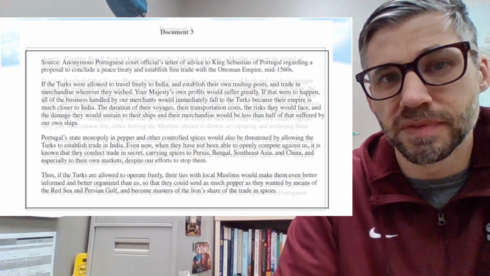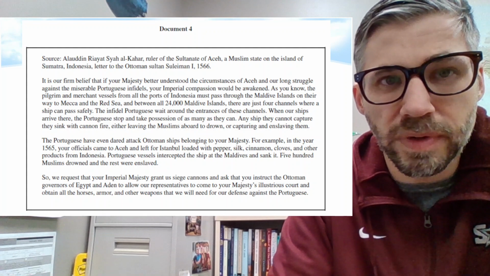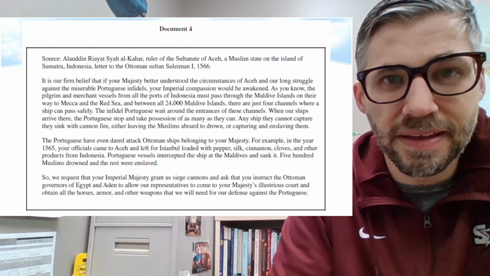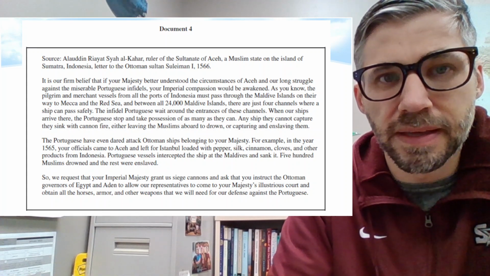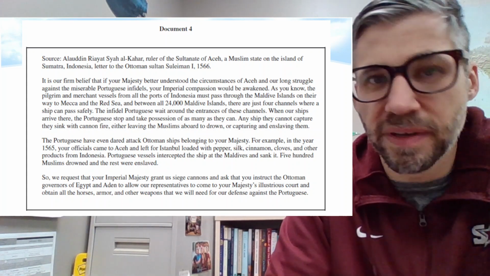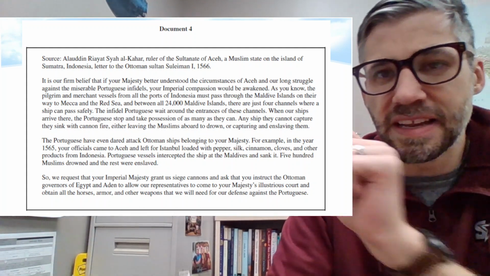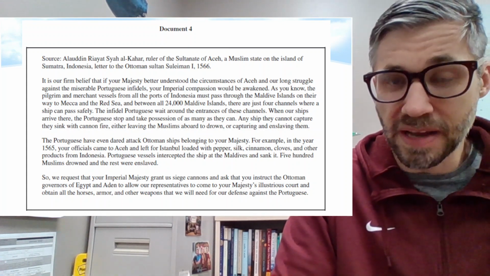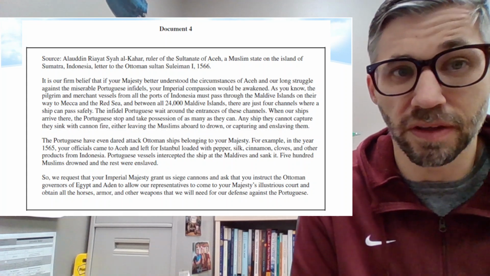Okay, document 4. The source here: Aladdin Riyad Sia al-Kahar, ruler of the Sultanate of Aceh, a Muslim state on the island of Sumatra, Indonesia, in a letter to the Ottoman Sultan Suleiman I. So this is a ruler of a Muslim state in Indonesia writing to the Muslim Sultan of the Ottoman Empire. Two kings talking to each other, two Muslim rulers talking to each other.